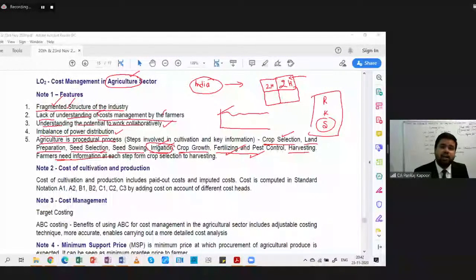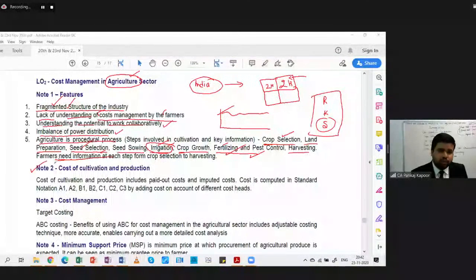And obviously the availability matters. Likewise, you opt for a particular seed in order to grow the crop, whether that seed is available or not, whether the fertilizer is available or not. Like urea is always in scarcity in the Indian market nowadays. So these factors need to be considered.